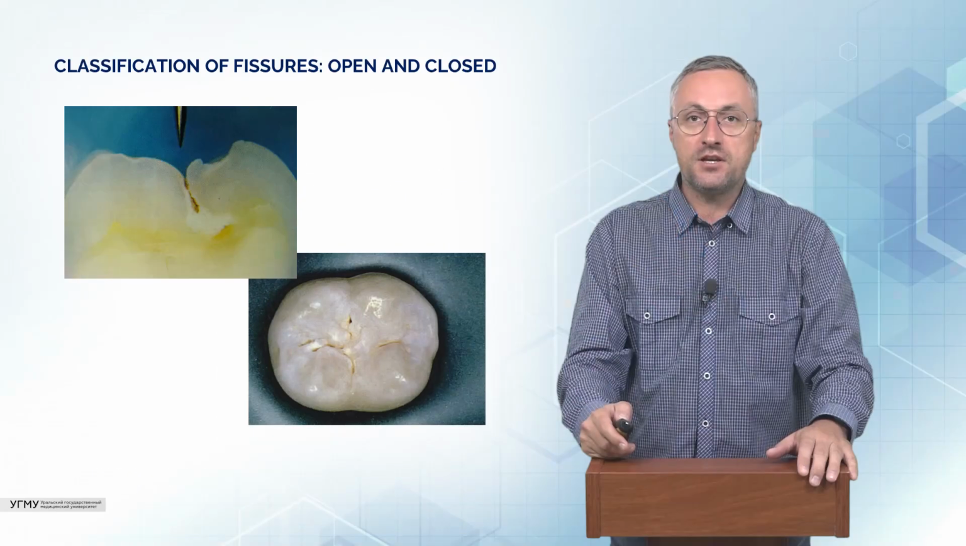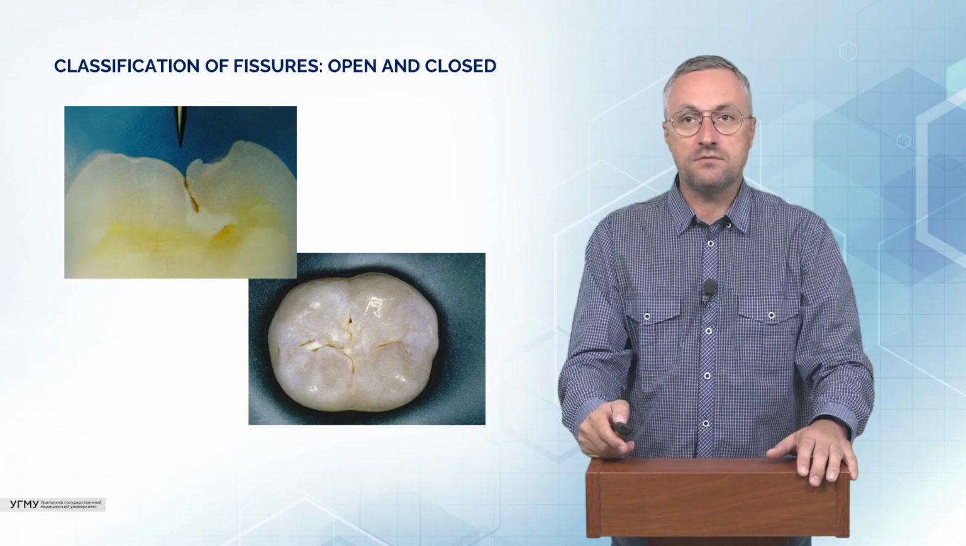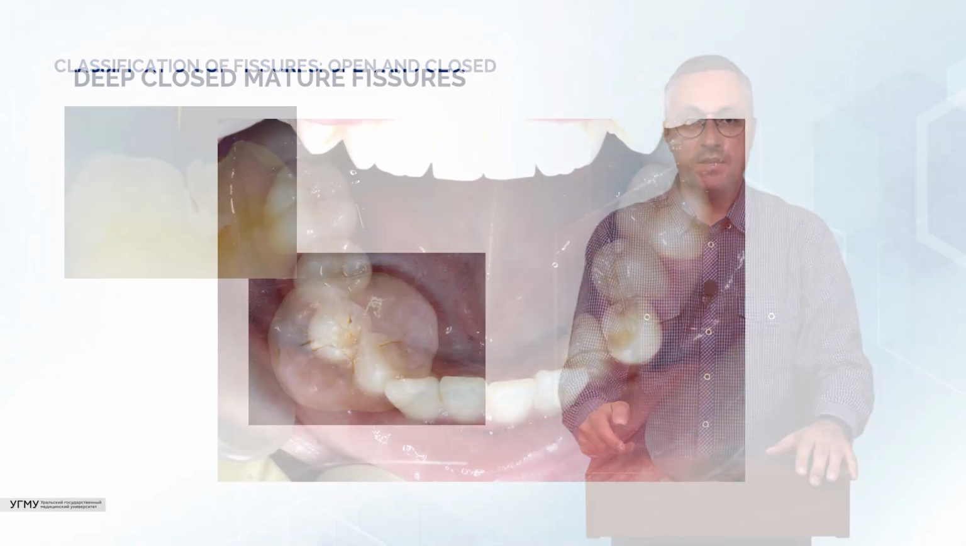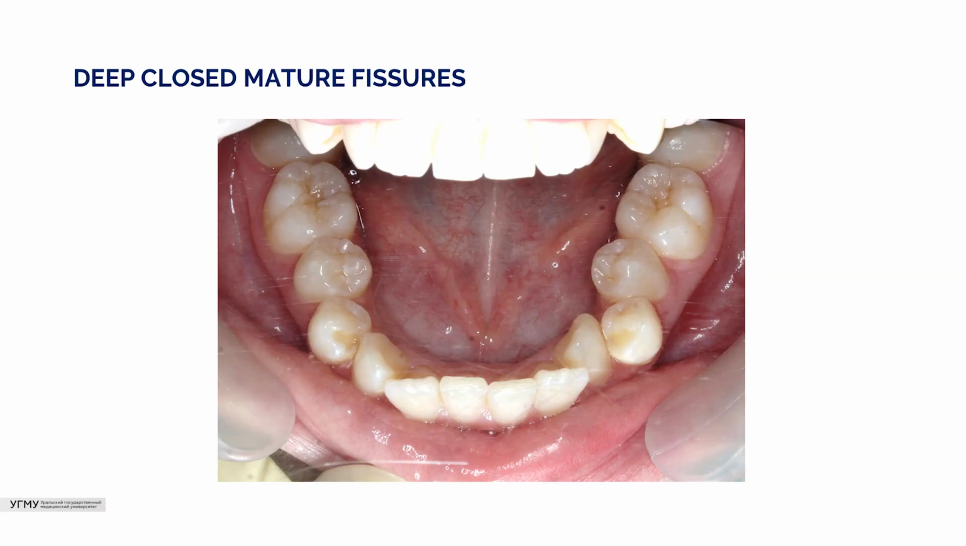We have another classification of fissures: open and closed. Open fissures with good mineralization are less risky. Closed fissures, especially early after eruption, need sealing to prevent caries. In this photo are deep closed mature fissures. It is important that not all narrow dark fissures need sealing. Usually they are mature, normal fissures, but some have pigment.